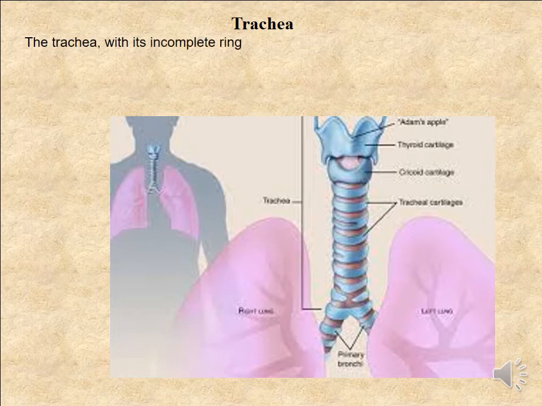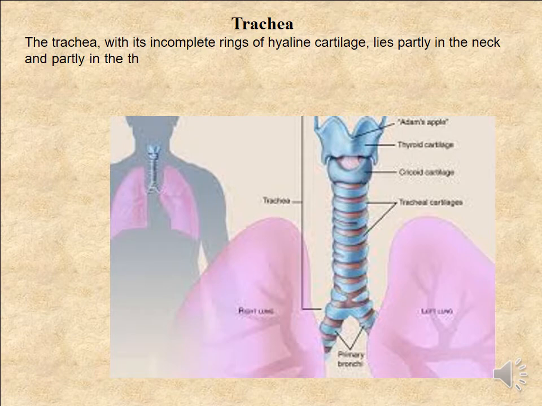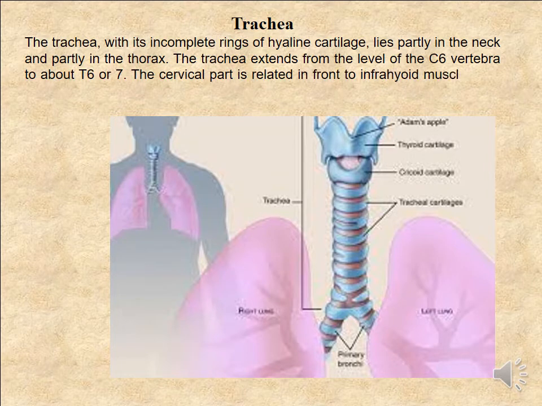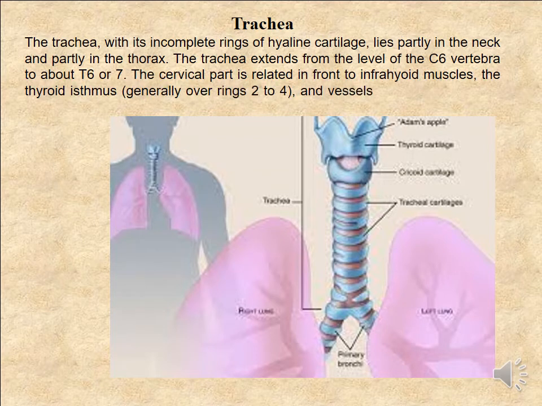Now the trachea. The trachea, which is an incomplete ring of hyaline cartilage, lies partly in the neck and partly in the thorax. The trachea extends from the level of C6 vertebra to about T6 to T7. The cervical part is related in front to the infrahyoid muscles. The thyroid isthmus generally lies over rings 2 to 4.